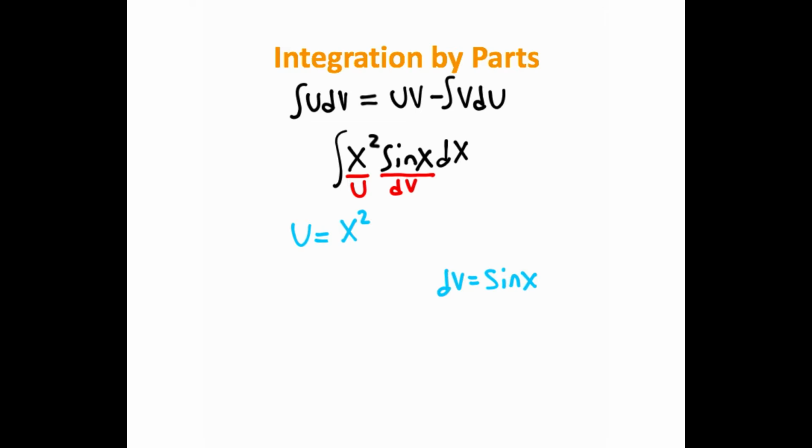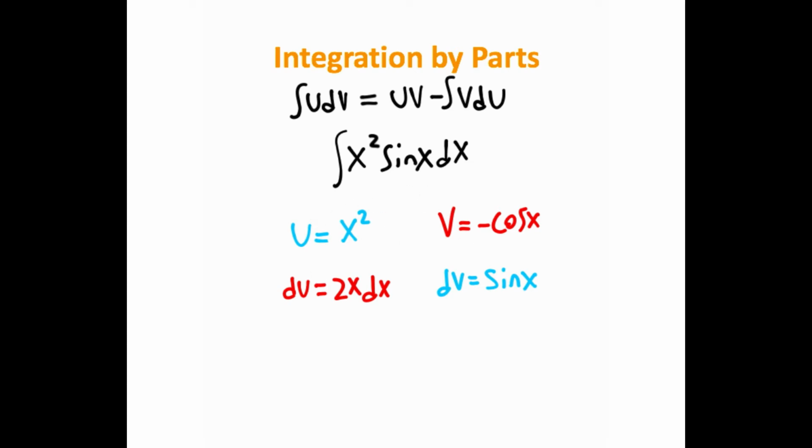Now what I'm going to do is take the derivative of this u term, which we can do using the power rule. And if we use the power rule here, we should get 2x with respect to x. What I'm going to do is integrate that dv to give us v. And the antiderivative of sine is negative cosine. So I'll get the negative cosine of x. So this right here is my u, v, my du, and my dv.